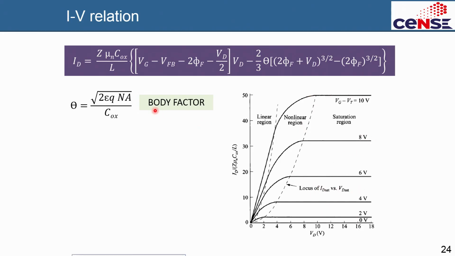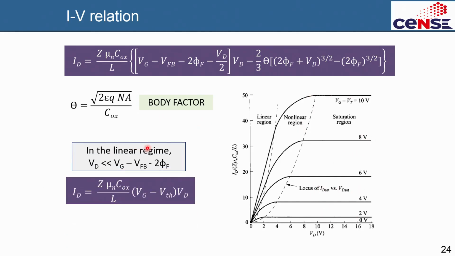This is called the body factor. And in the linear regime, the drain voltage that you are applying is less than this particular expression, because you are applying a very small drain voltage here. In that case you can simplify this expression. If your drain voltage is very small, then you can do a Taylor series expansion and simplify. This Z, by the way, is the width of the device. Some textbooks call it W also. This is the width of the device, the periphery of the device.